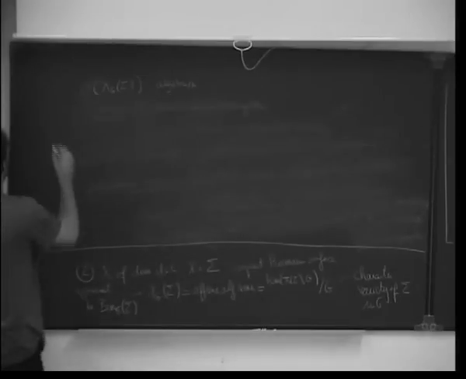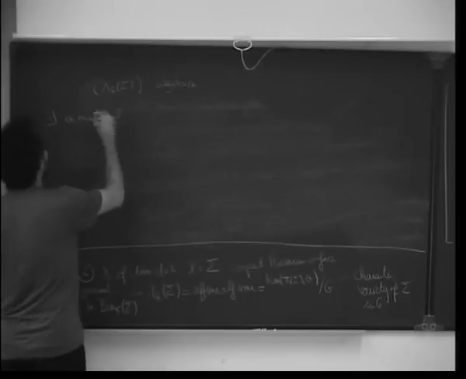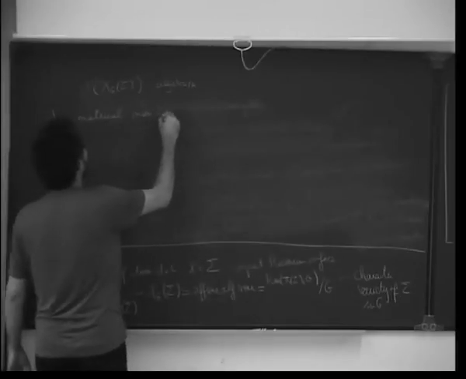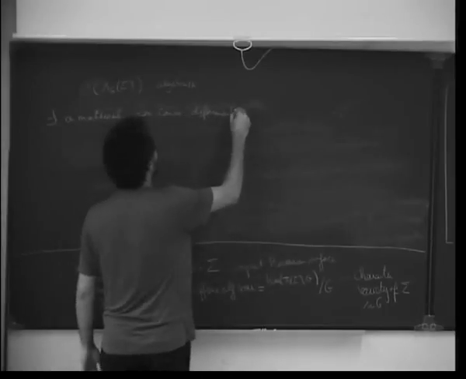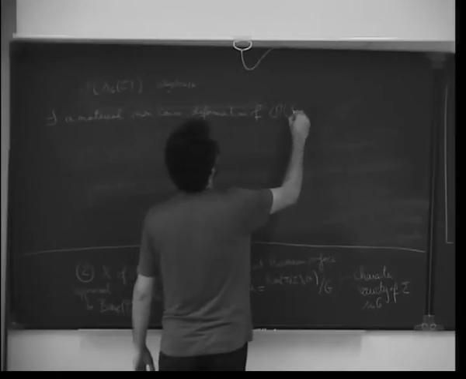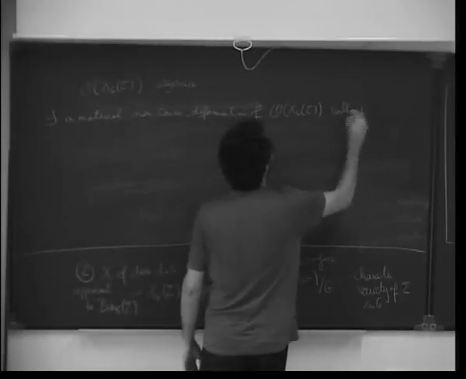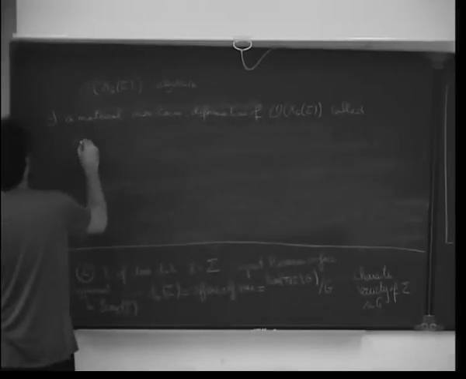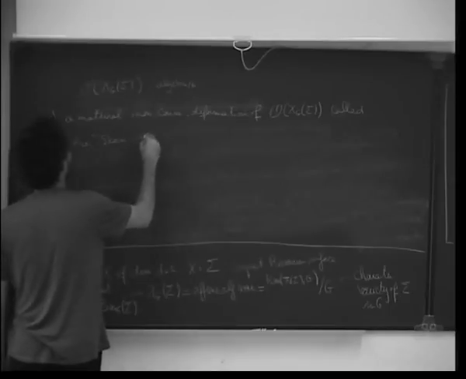non-commutative deformation. There is a natural non-commutative deformation of this ring, of this algebra, called the Skein algebra.